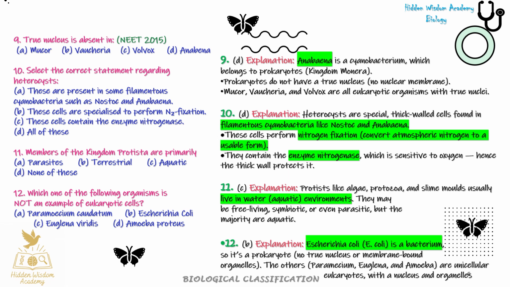10. Select the correct statement regarding heterocysts. Option A. These are present in some filamentous cyanobacteria such as Nostoc and Anabaena. Option B. These cells are specialized to perform N2 fixation. Option C. These cells contain the enzyme nitrogenase. Option D. All of these.